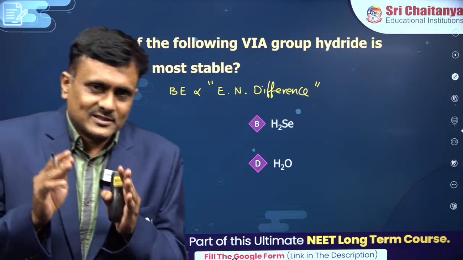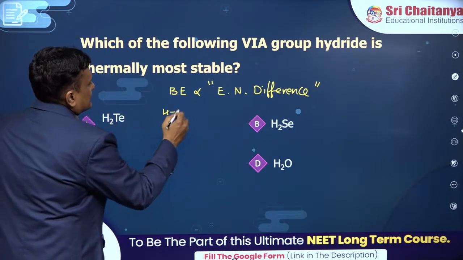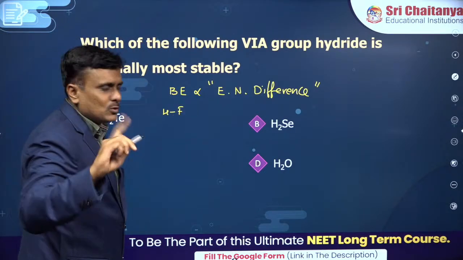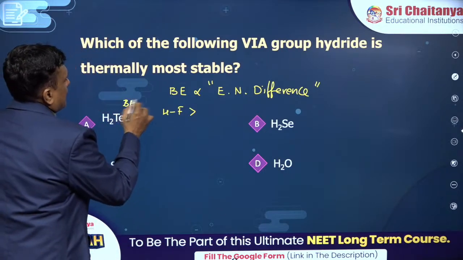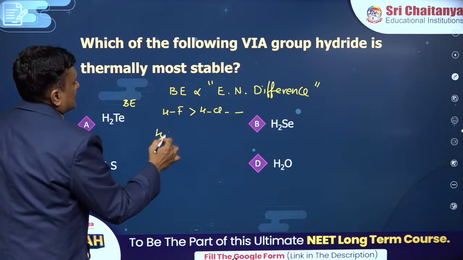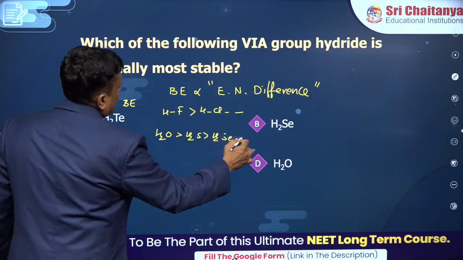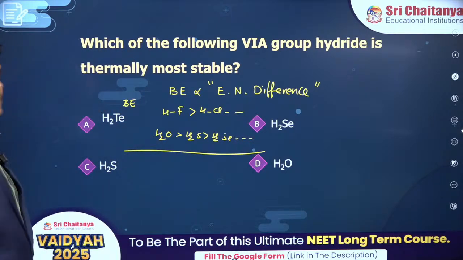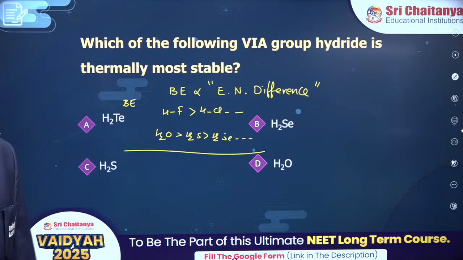More the electronegativity difference, stronger is the bond. So when you talk about the bond energy, we think sir HF has least bond energy. No, buddies, HF has highest bond energy because its electronegativity difference is high. Similarly, H2O has high electronegativity difference, so we must say that H2O is stronger in bond, right?